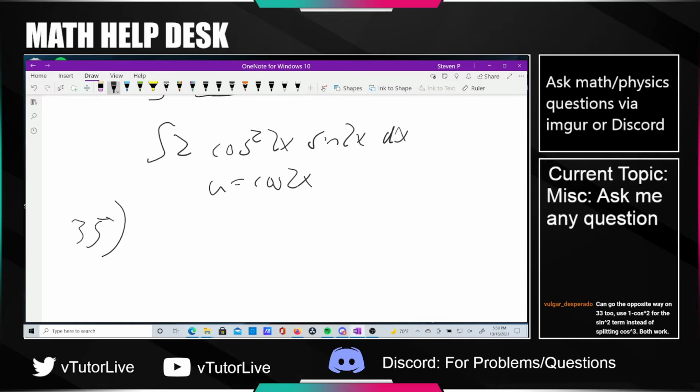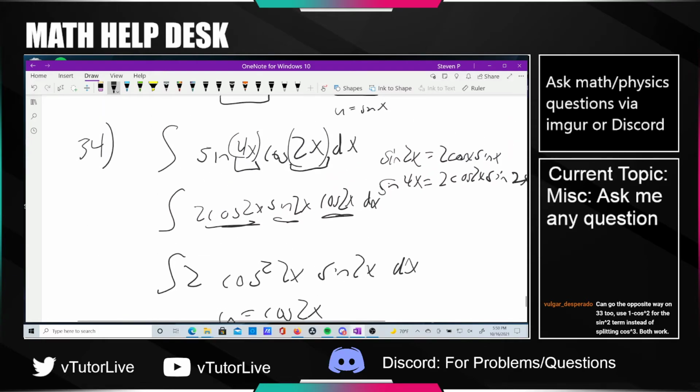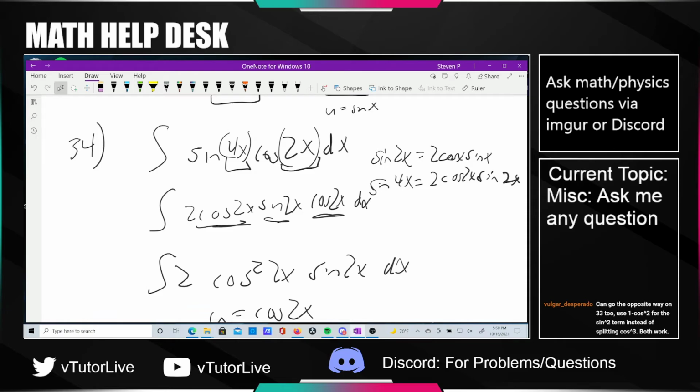Can we go the opposite way too? Use 1 minus cosine squared for the sine squared? Yeah, I think so. I think it's just a little bit nasty to handle a cosine to the... Yeah, so what would you have done?